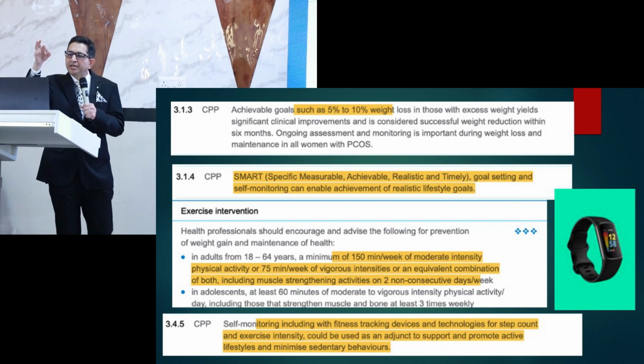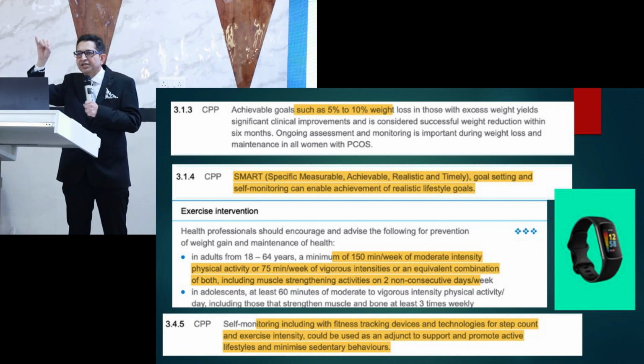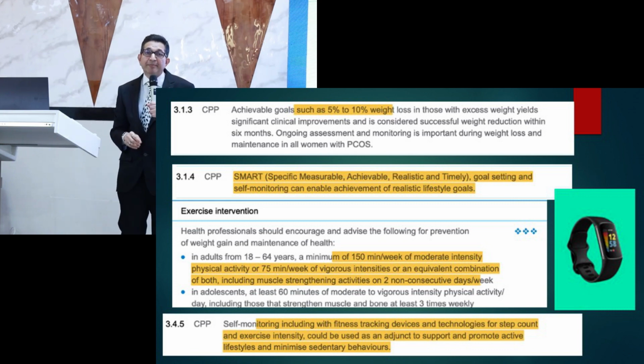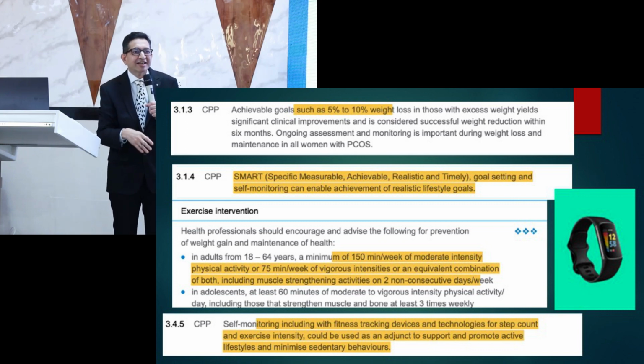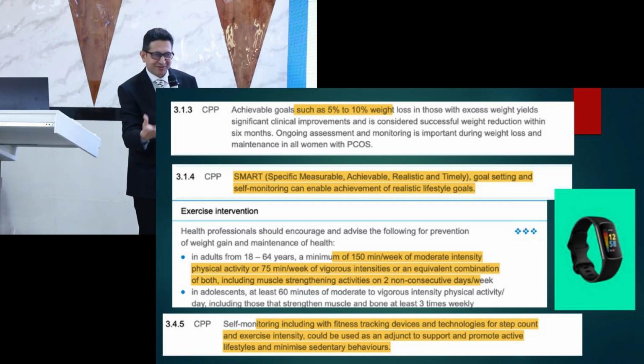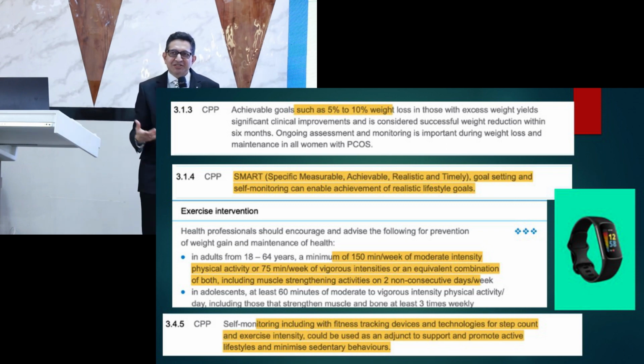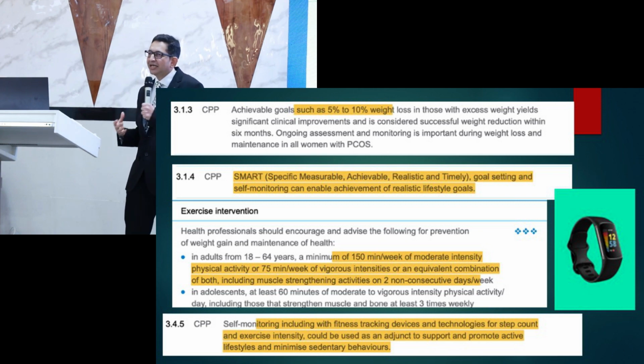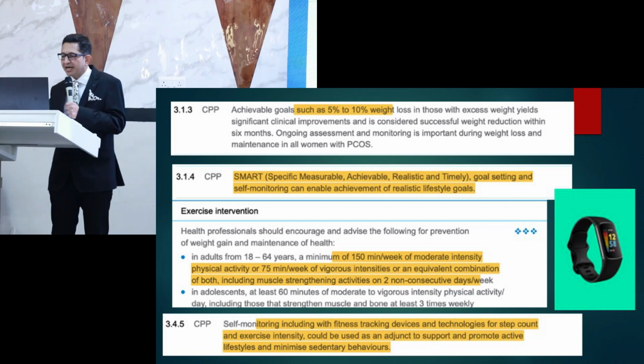Specific, measurable, achievable, realistic and timely. Because if you ask somebody to reduce her weight by 30 kgs, she will get rebound weight gain of 50 kgs. So that is why you should ask them to reduce weight by only 5 to 10%, so that they can achieve this slowly and steadily.